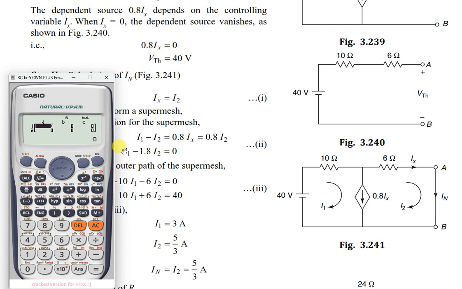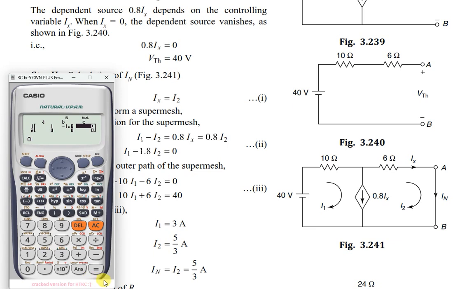Okay, yeah, this is 1. Coefficient of I1 is 1, and the coefficient of I2 is minus 1.8. The right side value is 0. Already 0 is there. Sorry.